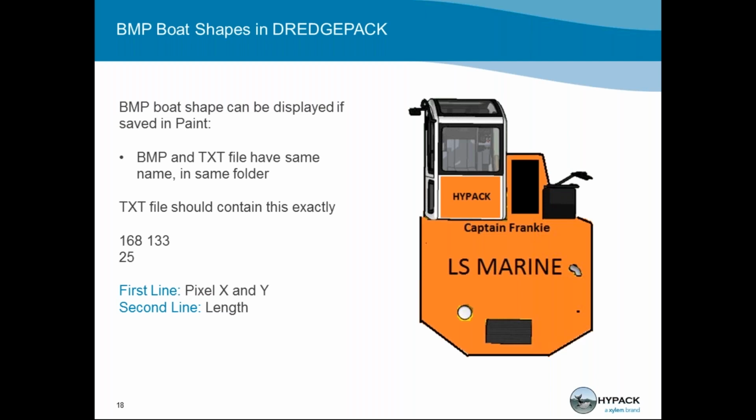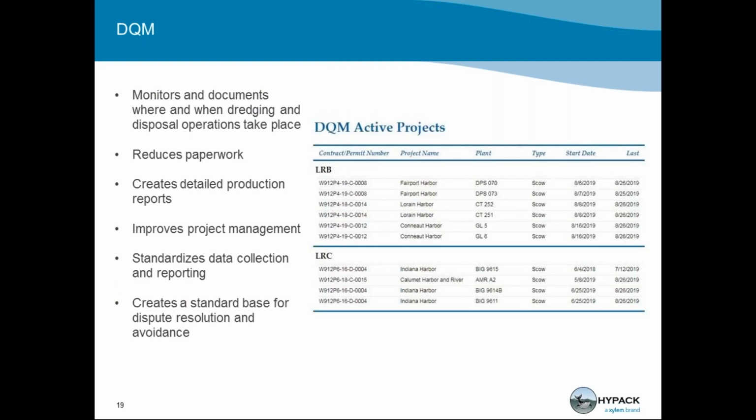Works really great. When we talk about the first line, the pixel X and Y, what is that? Where does that come from? Well, it comes from the origin point. And on most dredges, I would say 90% of the dredges, the origin point is the boom pin, the trunnion pin. So you'll hover your mouse over the center of the trunnion pin, and that becomes your X and Y. So a bitmap with that text file, they have to have the same name, one .BMP and the other one .txt. It'll work great for you.